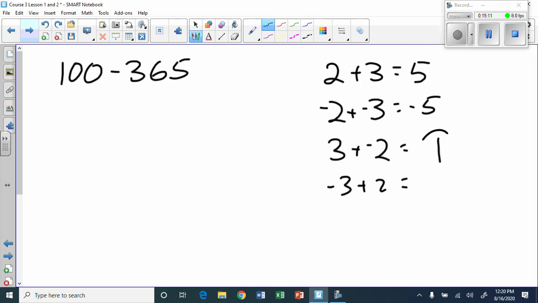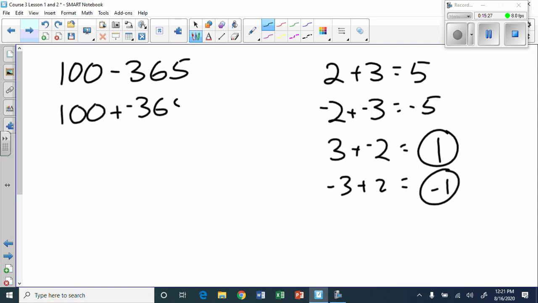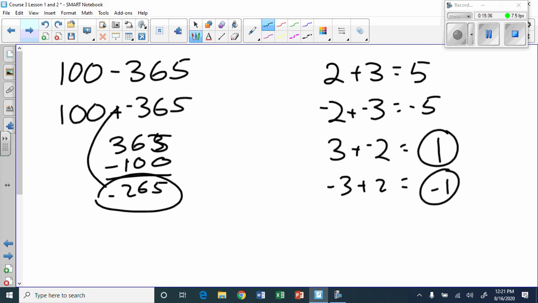The 3 has a bigger absolute value. Here we have -3 plus 2. We again do 3 minus 2. The answer is -1. Well, that's essentially what we have here. 100 minus 365 is the same algebraic addition as this. So we would simply take 365 minus 100, get 265. The answer is negative because we're taking away the bigger number. And then we're going to have equations and expressions as well.